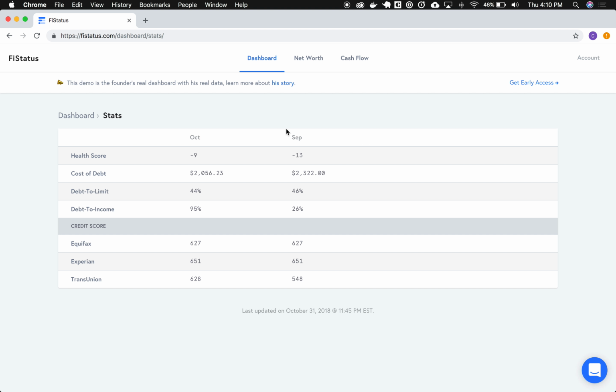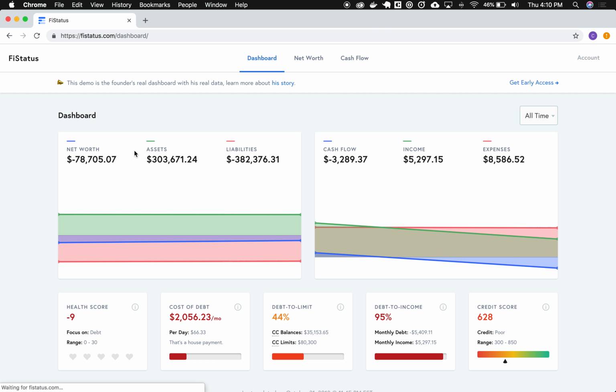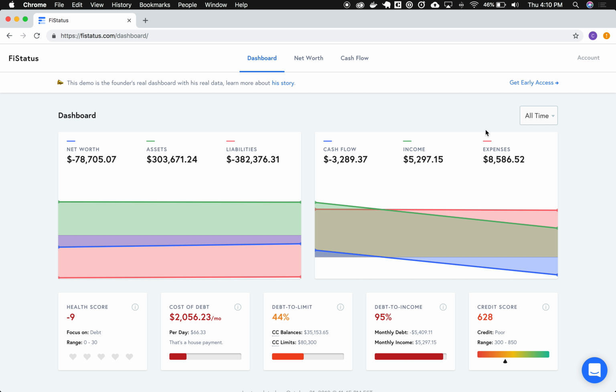And so here we see October, we see September, and we have house score again. We had cost of debt, debt to limit, debt to income, and these are the 3 credit scores I was talking about. They take the median one. So if I was to talk to a lender, they would probably take this TransUnion one as my score. It looks like last month they would have chosen my Equifax. So this is part of it. Once again, you can click into all these aspects and see all of them.